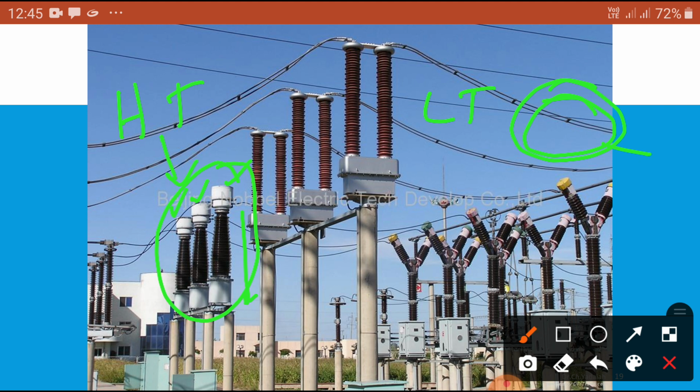Okay, it may be nearly a 220 kV substation. You can see the size of the CTs.